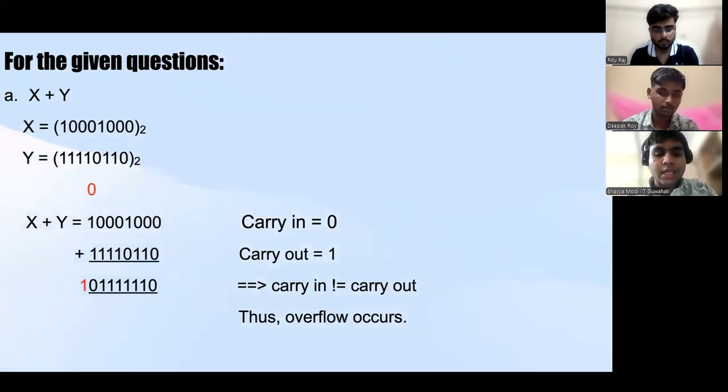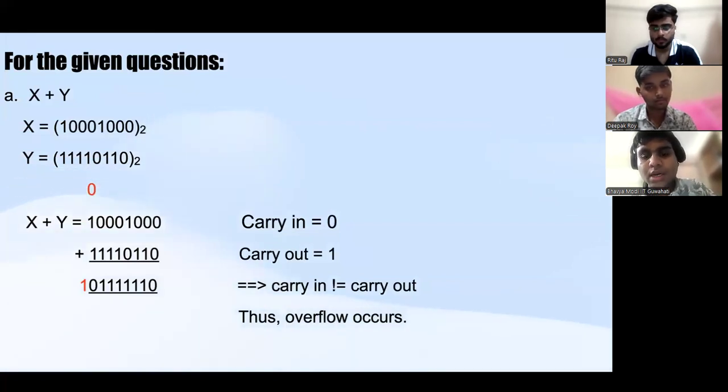So here the carry in and carry out are at the MSB's position. While adding the MSBs, the carry that we have got from the previous bits is the carry in, which in this case is 0. After adding the MSBs, the carry that we get as a result is the carry out. So here carry in is equal to 0, carry out is equal to 1. So carry in is not equal to carry out, so overflow occurs.